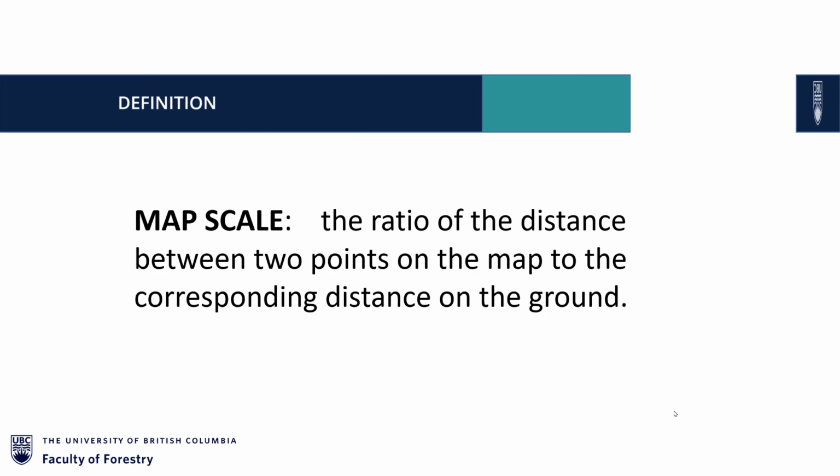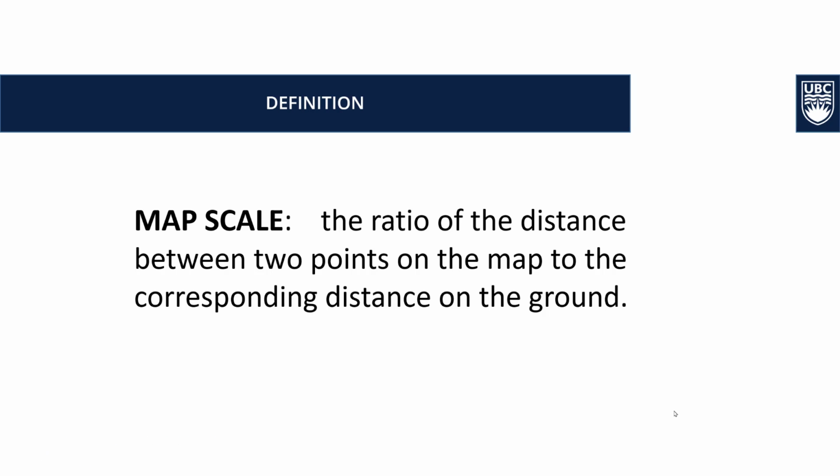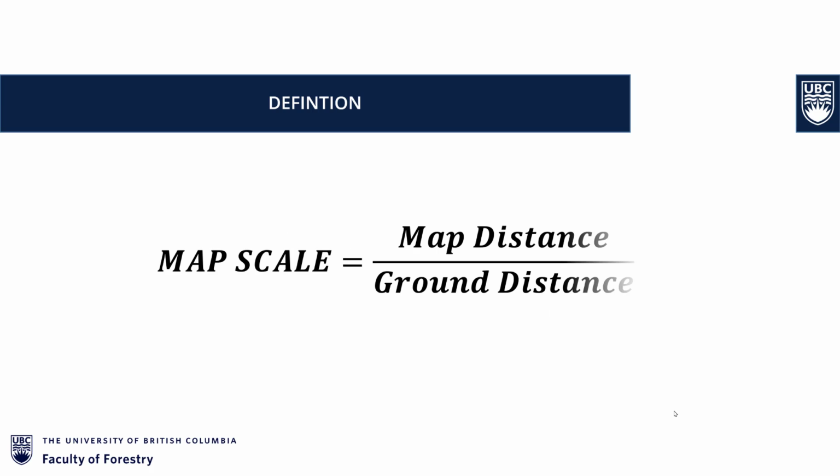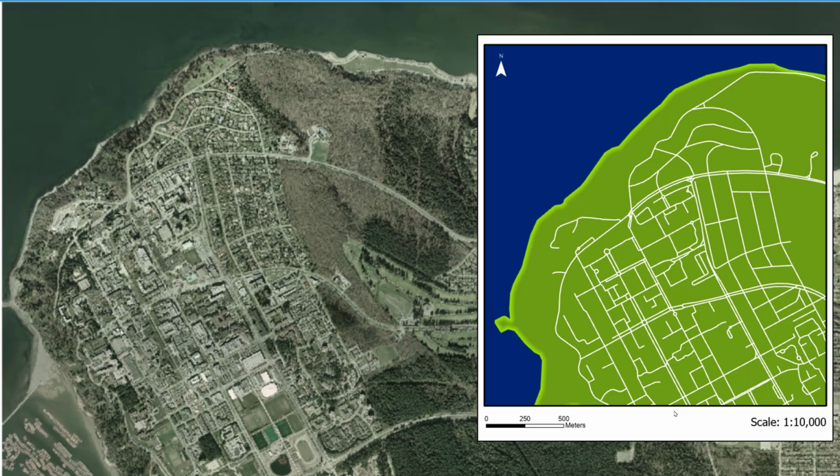Map scale is the ratio of distance between 2 points on the map to the corresponding distance on the ground. And we can use these equations to illustrate the definitions. Map scale equals map distance divided by the ground distance. Here is the example.